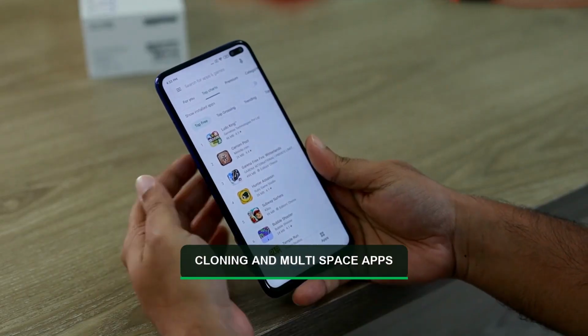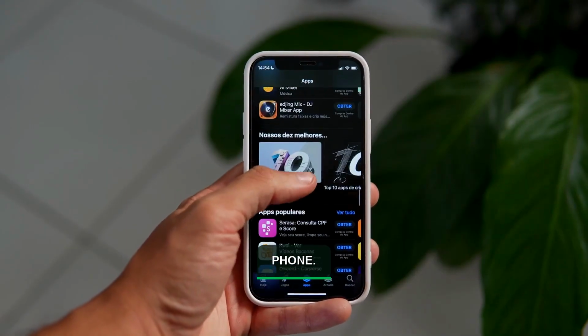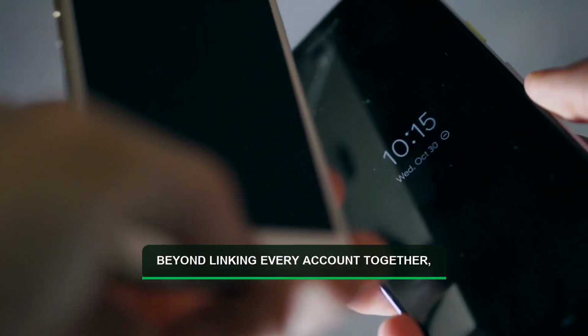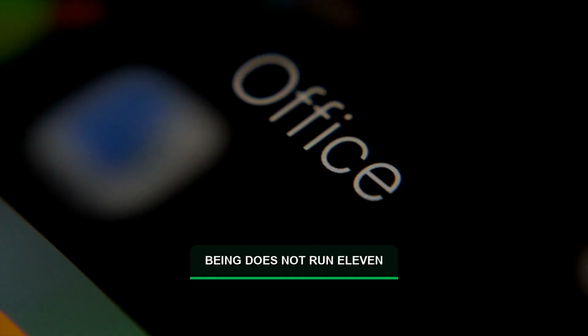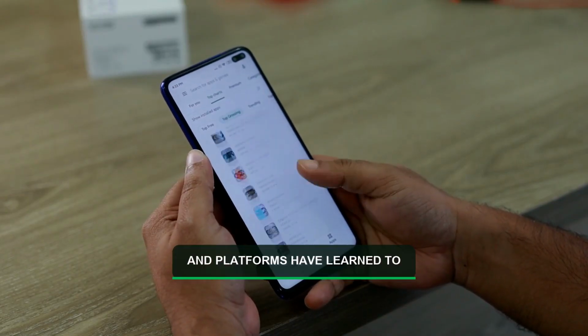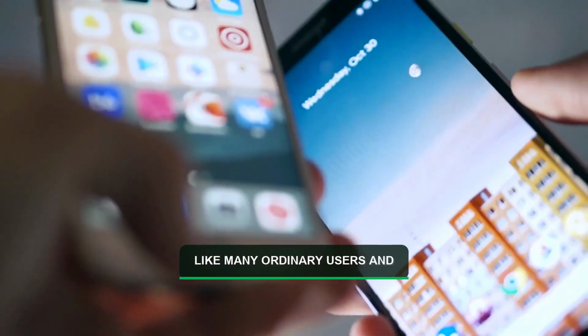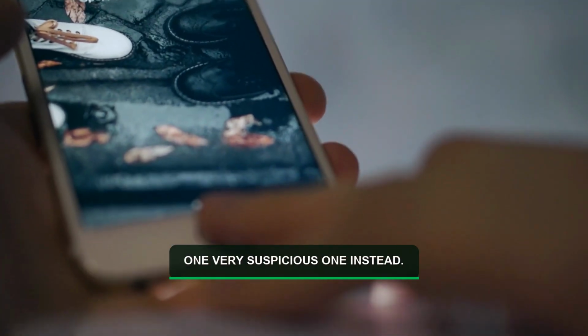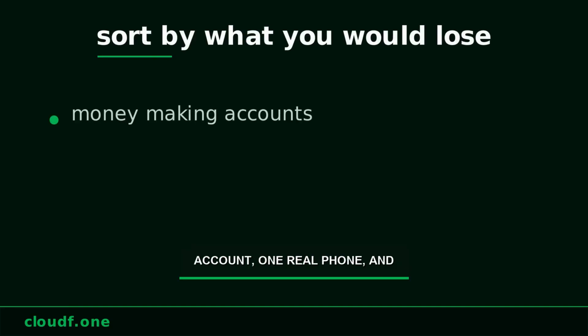The same goes for the cloning and multi-space apps that promise 10 copies of one app on a single phone. Beyond linking every account together, a lot of them are a tell in their own right, because a normal human being does not run 11 copies of one app side by side, and platforms have learned to spot the frameworks that do it. You set out to look like many ordinary users and you ended up looking like one very suspicious one instead. Real separation is boring by comparison. 1 real app, 1 real account, 1 real phone, and nothing clever bolted on top.